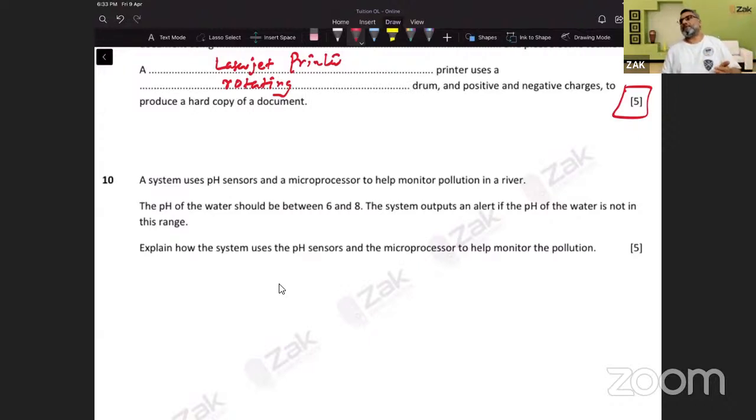अब देखिए वो same question है. The pH sensor will send the data to the microprocessor. Data will be converted to the digital form using ADC. The microprocessor compares the reading from the sensor with the preset value. If the reading is less than 6 or greater than 8, in that case, the microprocessor sends a signal to alert over the monitor. The process is continuous.